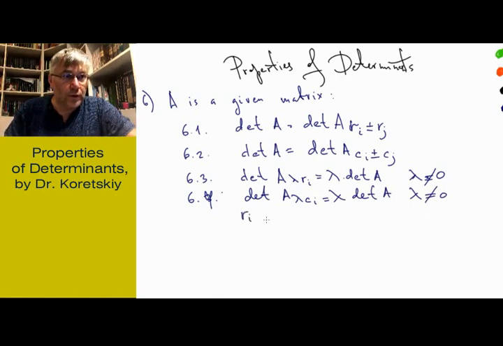Ri and Rj, Ci and Cj, there are rows, either row or column. I row or I column.